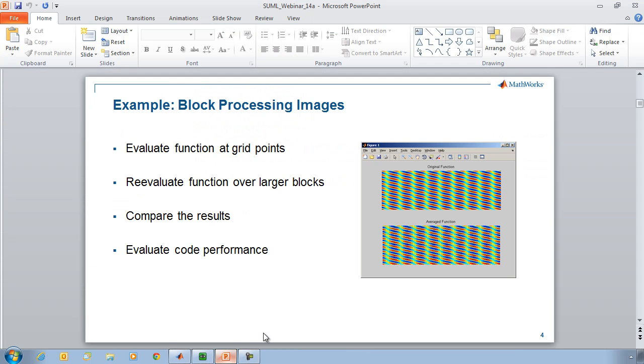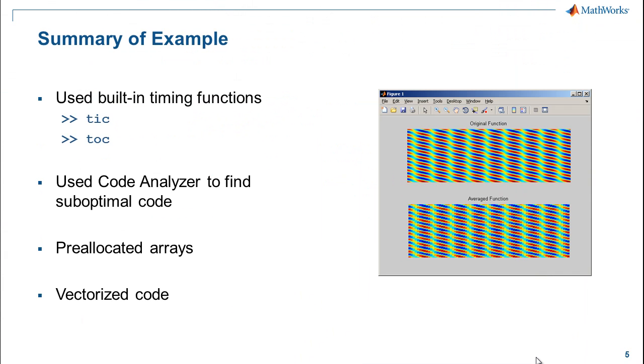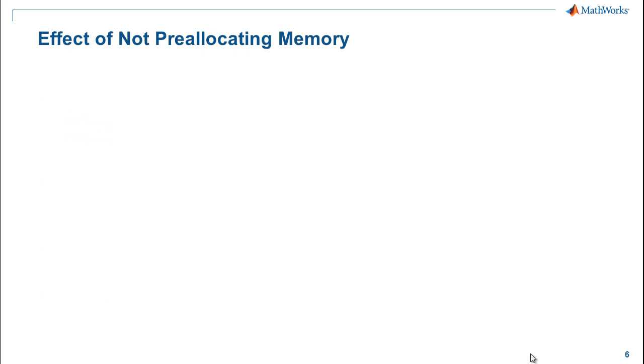So to summarize this example, we started with this tic-toc function and timed our example, but we relied on the code analyzer to suggest how to improve our code initially. And what code analyzer gave us is pre-allocation. Pre-allocation helped us improve a lot in our performance. Let us see why. Let us look into how pre-allocation actually assists, how it makes sure that performance is better. So if I'm not pre-allocating memory, what happens?